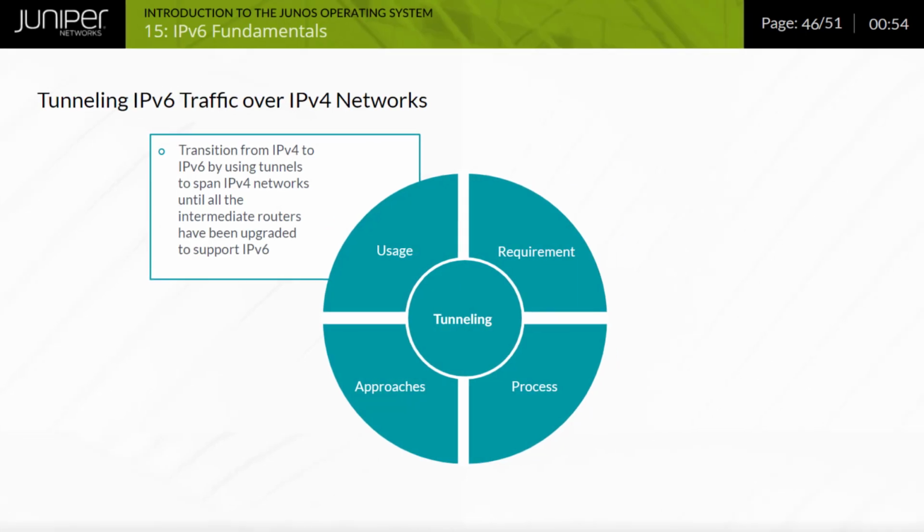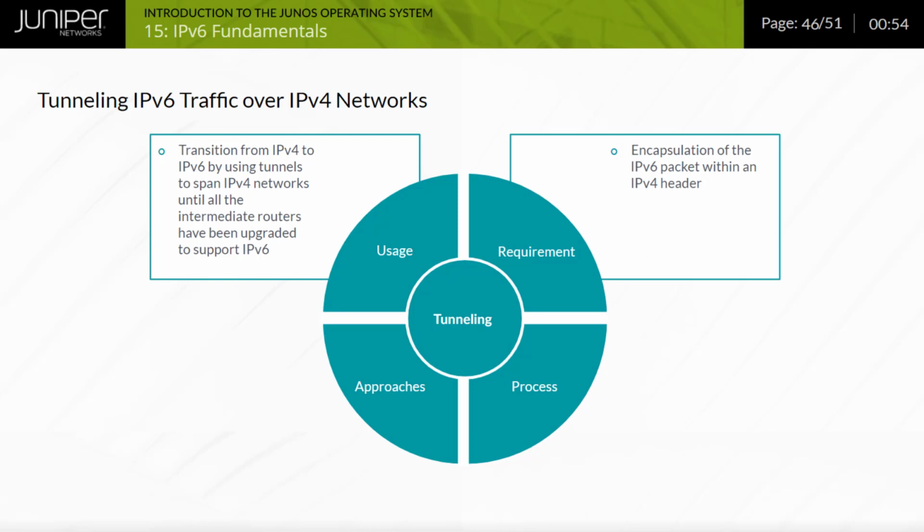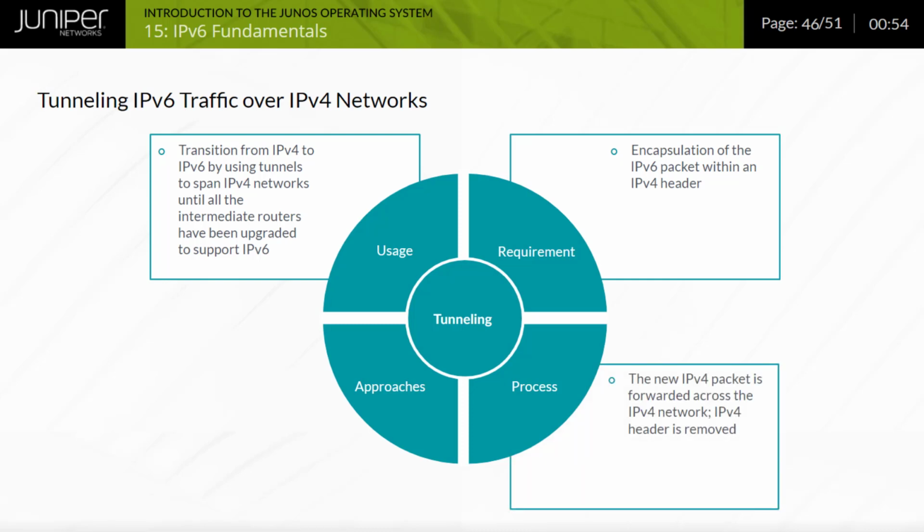One method of transitioning from IPv4 to IPv6 is to use tunnels to span the IPv4 networks until all the intermediate routers have been upgraded to support IPv6. Tunneling requires encapsulation of the IPv6 packet within an IPv4 header. The new IPv4 packet is then forwarded across the IPv4 network to the other side, where the IPv4 header is removed and the IPv6 packet is either processed or forwarded.